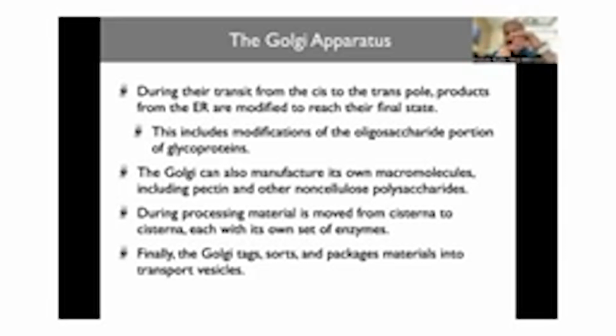One model suggests that things leave from one compartment and just fuse with the next compartment, then fuse to the next, and just go through. Another model suggests that to move from this cisterna to the next, a vesicle comes out of it and binds there, and then from there to the next. We still don't know entirely which model the cells actually use. Is it possible that they use more than one mechanism to move the cargo forward? It's possible. So the Golgi tags, sorts, and packages materials into transport vesicles.